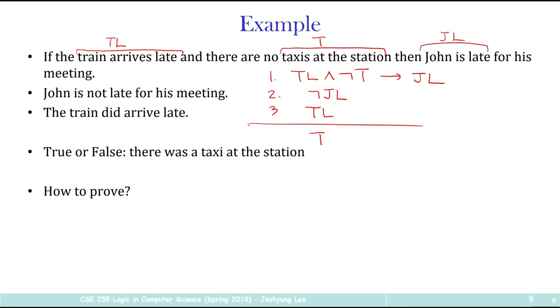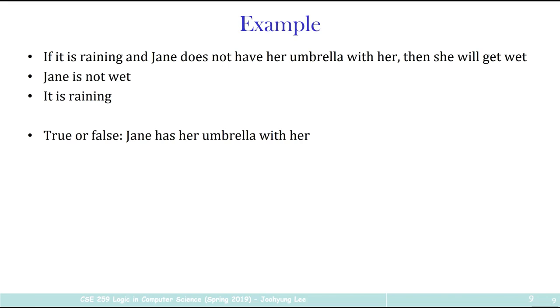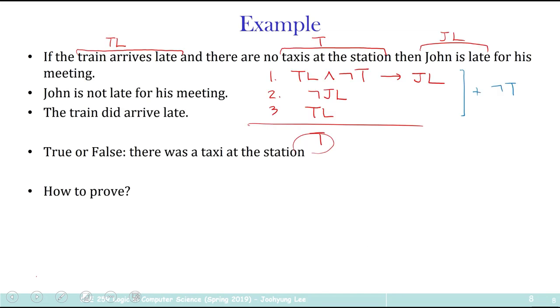So there are actually a few different ways to prove it. One way is so-called proof by contradiction. We will go over the detail later, but basically what it says is we don't know whether there was a taxi at the station, but let's try to assume this is false and see what happens. So instead of this, let's assume this together with this one. For the sake of contradiction, we'll assume that there was no taxi at the station.